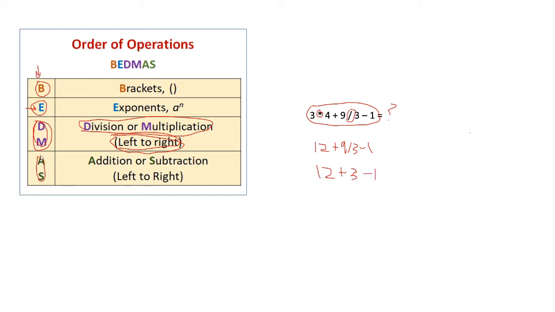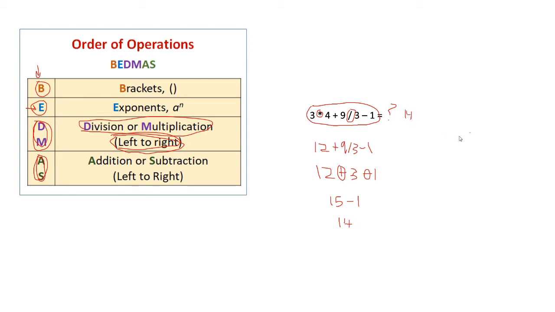And then we move on to addition and subtraction. And we see that we have addition right here and subtraction right here. We're going to do the same thing. We're going to go left to right. So we're going to start with this 12 plus 3, which is equal to 15. And then we have minus 1. And then we're just going to subtract 1 from 15. Not too hard. That's equal to 14. And so with this question mark, this is equal to 14.